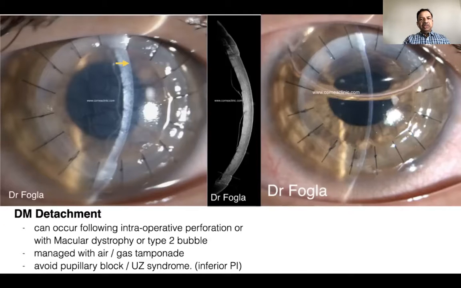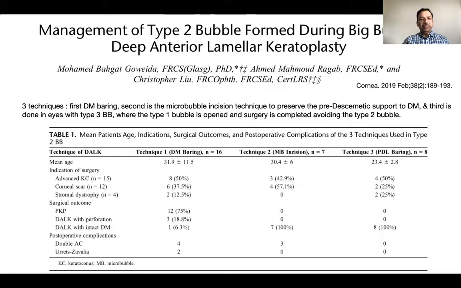One of the common complications of DALK is, if you have intraoperative perforation and despite giving tamponade, you can get a double anterior chamber. Like in this case, most of these cases can be easily managed by doing a rebubbling. It's important to keep the pupil dilated to avoid a pupillary block or Urrets-Zavalia syndrome. Or intraoperatively, if you have a perforation, you can consider doing an inferior PI so that if you leave behind a large air or gas bubble, you avoid the pupillary block.